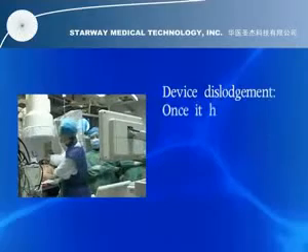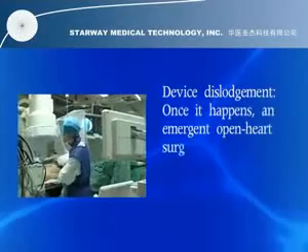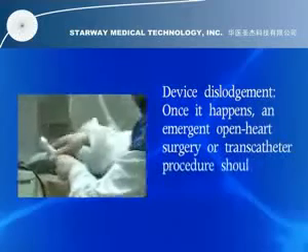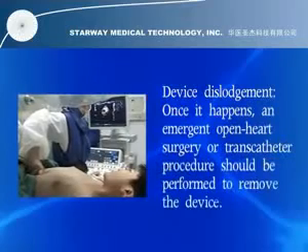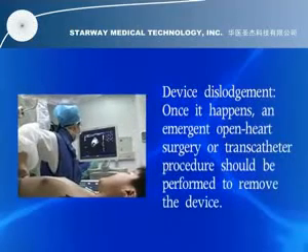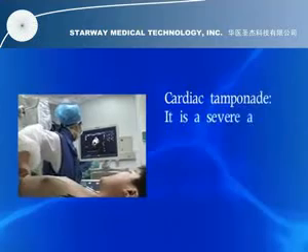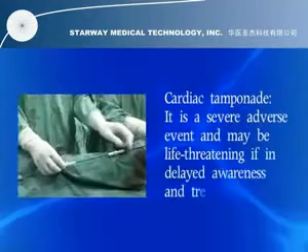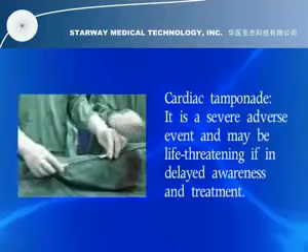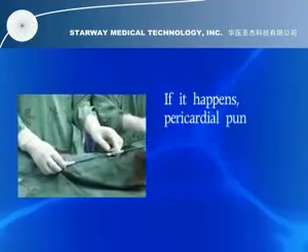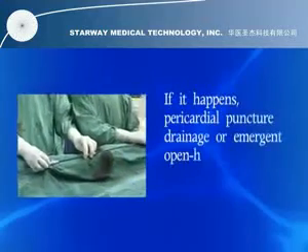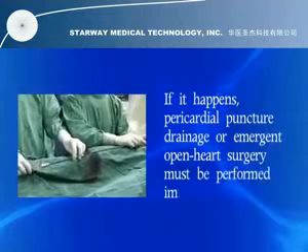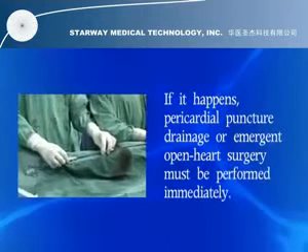Device dislodgement. Once it happens, an emergent open heart surgery or transcatheter procedure should be performed to remove the device. Cardiac tamponade. It is a severe adverse event and may be life-threatening if awareness and treatment are delayed. If it happens, pericardial puncture, drainage, or emergent open heart surgery must be performed immediately.